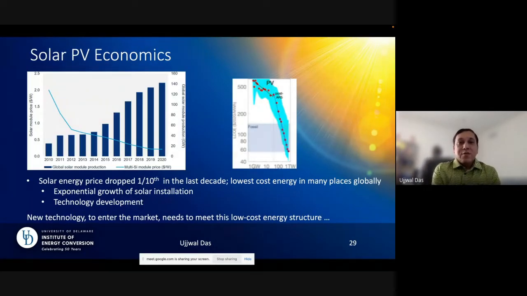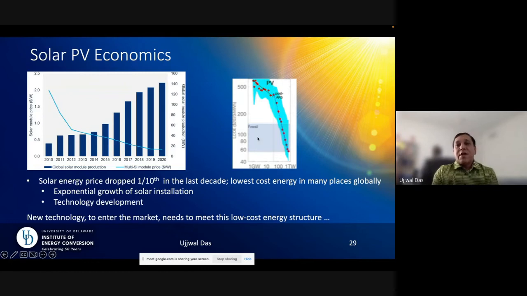There is another thing to consider, which is solar economics. On the left plot, I'm showing the solar module price over the last 10 years. You can see this blue line drops by about an order of magnitude over the last decade. So there is a precipitous drop in solar module price. It's considered a low cost energy solution in many places globally, but it depends on the price of coal energy.